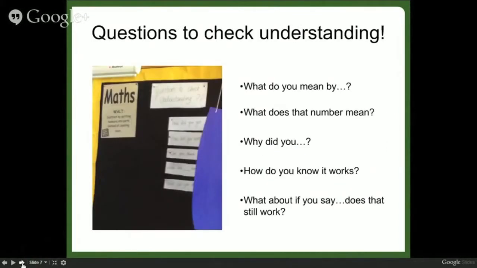And brainstorming questions with the students, or giving those question frames for students actually helps them to ask questions for clarification and also making connections. And here are some examples of these questions which you could use later on as well.